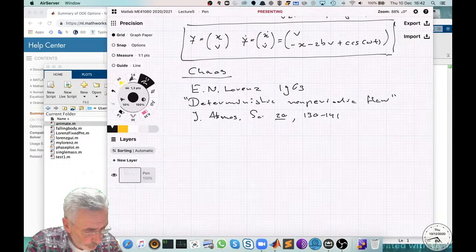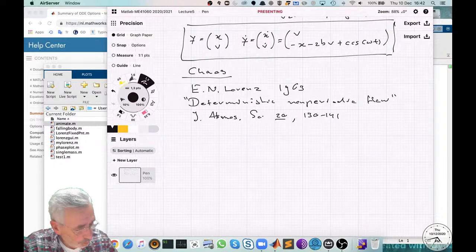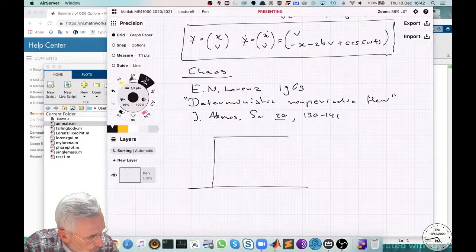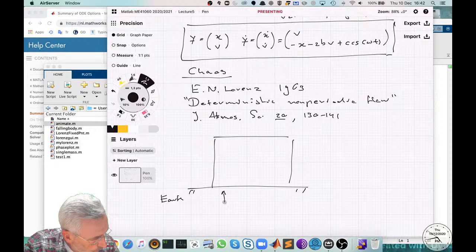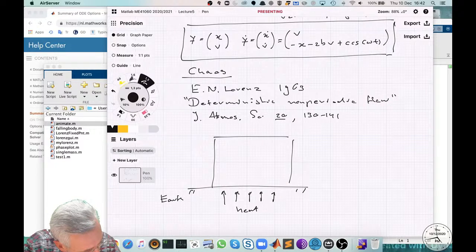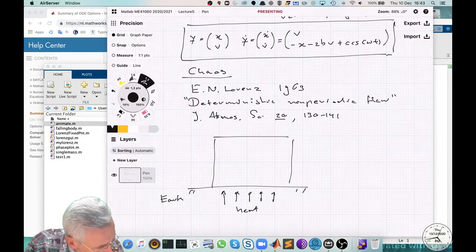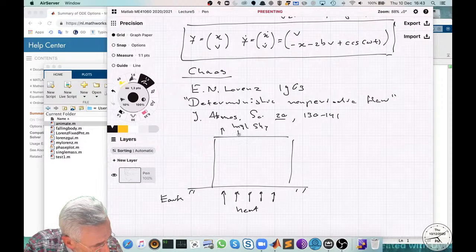Now, what is the connection with chaos? Well, Ed Lorenz was a meteorologist. And he looked at the atmosphere, and he made a model of the atmosphere. And his model was like this. This is Earth. And then Earth is putting in heat, right? And then in the sky, high in the atmosphere, the thing cools off, of course.